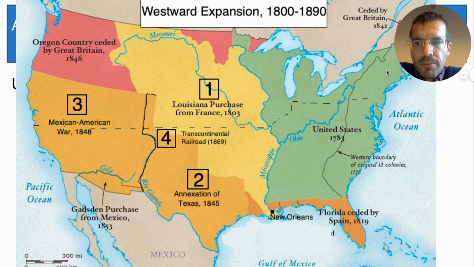This map shows some major events in westward expansion, and you've already learned about the first one, the Louisiana Purchase. That's all this land in yellow that was bought from France. Today, you're going to learn about two more events in westward expansion, and they both involve Mexico. So let's start by talking for a second about Mexican history.